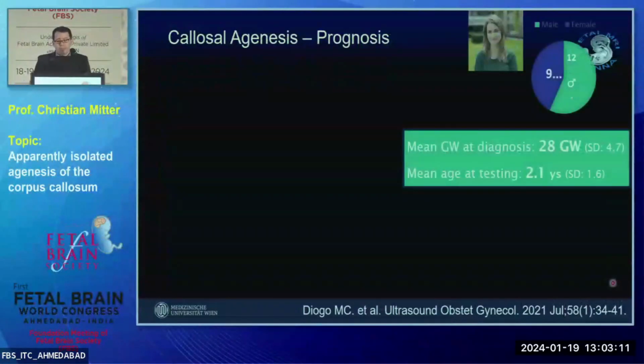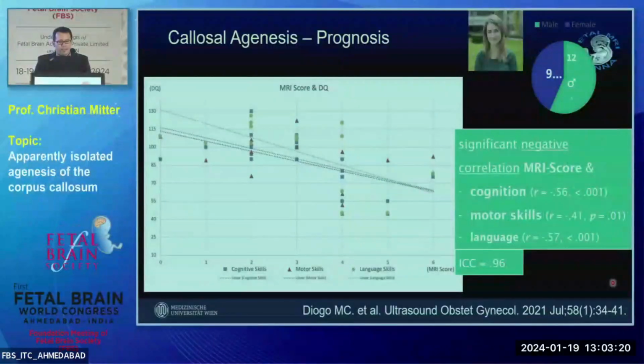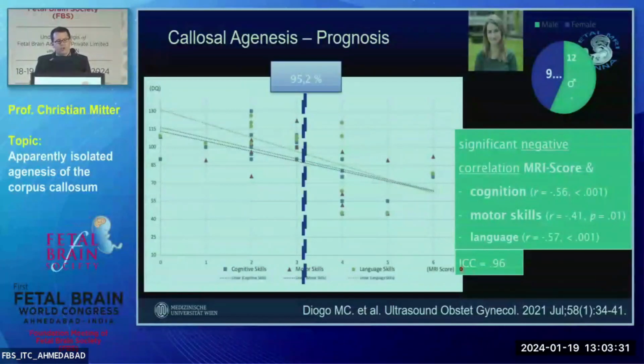We had in our cohort 21 cases of isolated corpus callosum agenesis that were followed up with neuropsychological testing. And we found a significant negative correlation of the MRI score with cognition, motor skills, and language. And the cutoff is about 3. So if you score 0 to 3 points, your fetus has a very high chance of having a good neurological outcome. If your fetus scores 4 points or higher, you have an increased risk for poor neurological outcome. And the more you score, the higher the risk group.